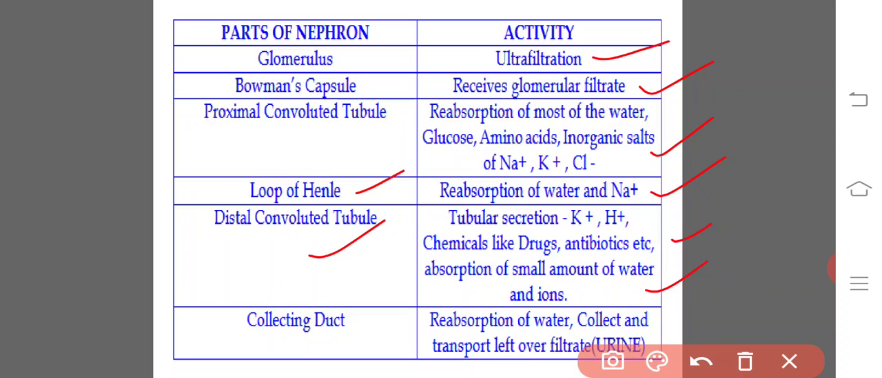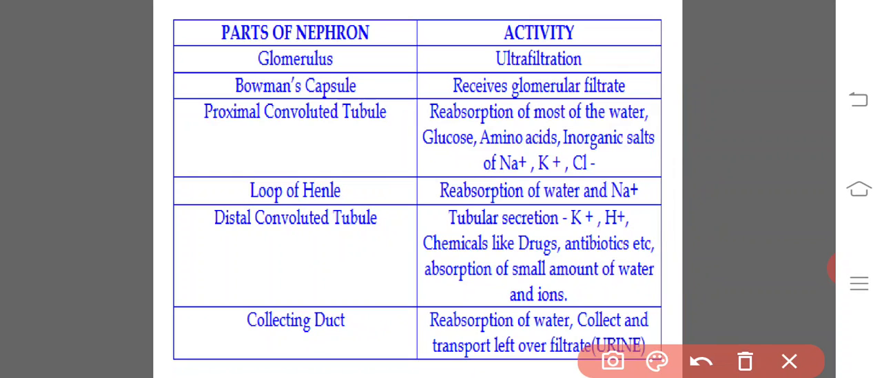And finally, the function of the collecting duct is reabsorption of water, about 10%, and to collect and transport the leftover filtrate in the form of urine. So these are the functions performed by the different parts of the nephron.